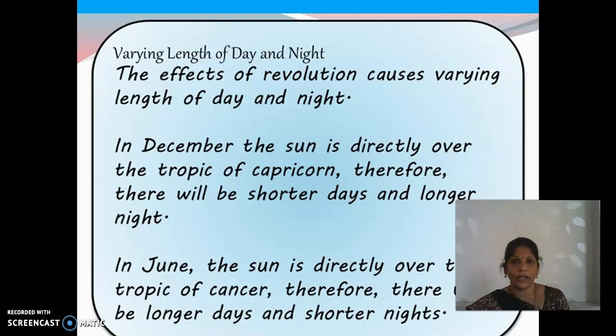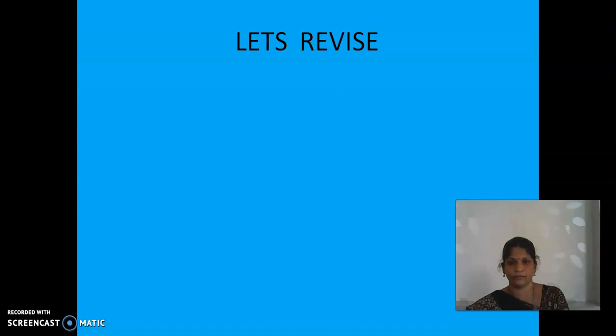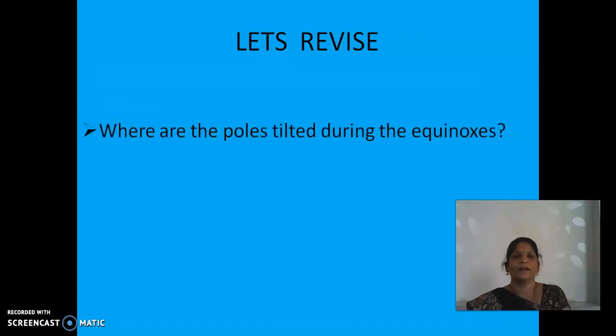It happens two times. Longest day for us. Wait, I will explain again. Okay, let's revise. The questions will come a little bit different. Okay, where are the poles tilted during the equinoxes? The poles are not tilted. Okay, the poles are not tilted. That time only we experience equal days and nights.